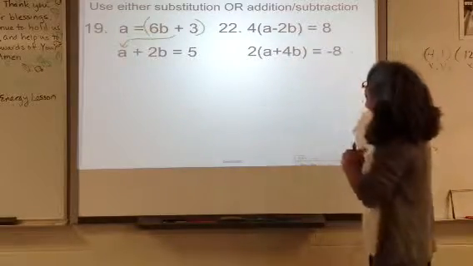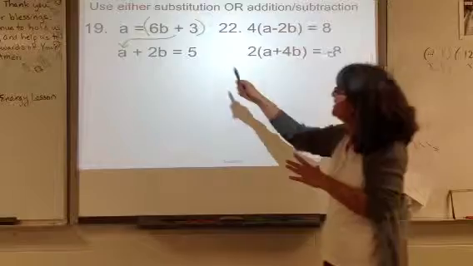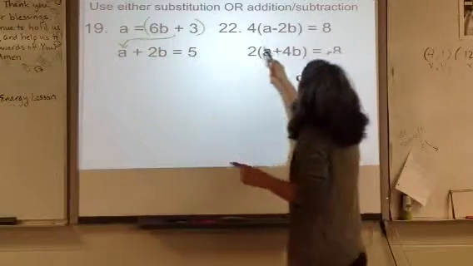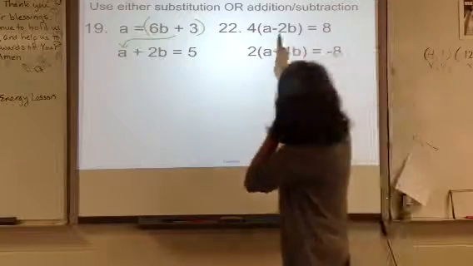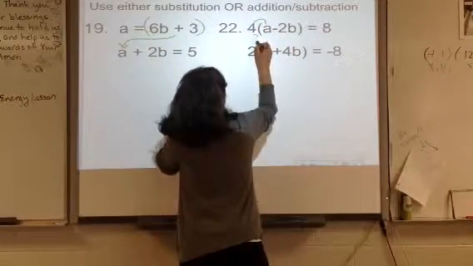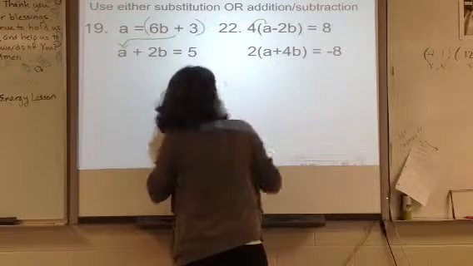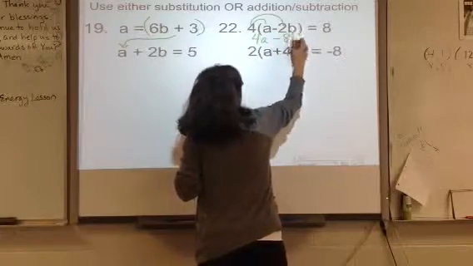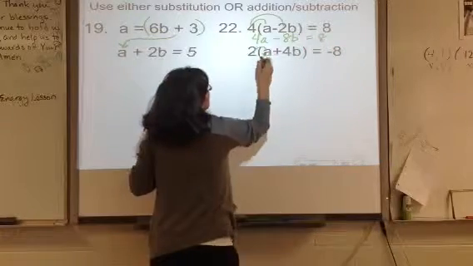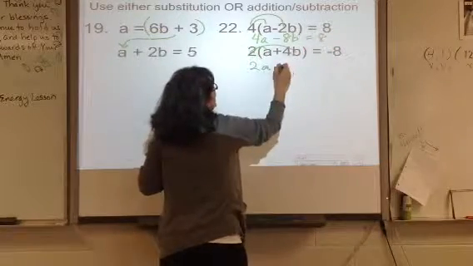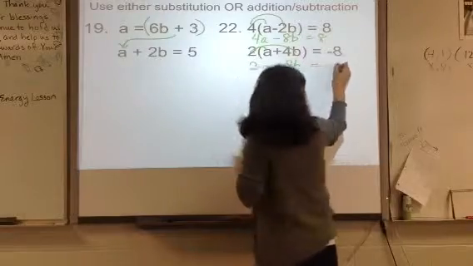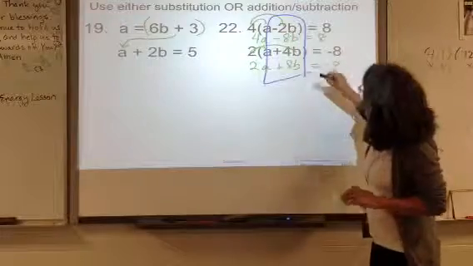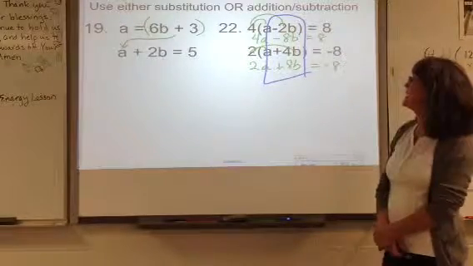Now, this one, well, it doesn't look like substitution because there's not one that's easy to get alone. I'm going to just real quick do the distributive here. That's a 4A. 4 times A. 4A minus 8B. And 2A plus 8B equals 8. And look at that. See right here how these are opposites. Now that's going to be easy to add.